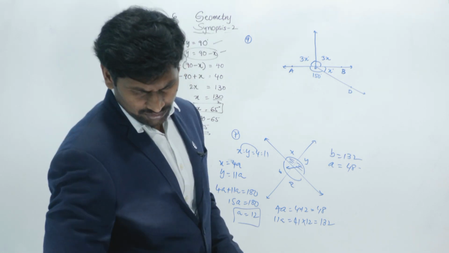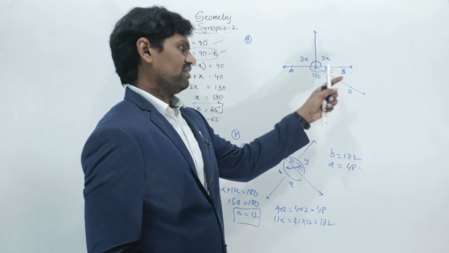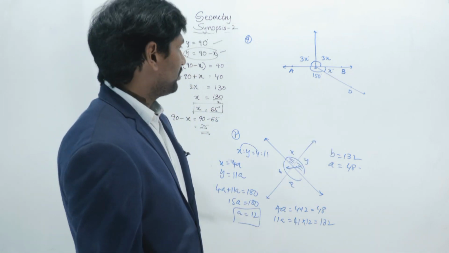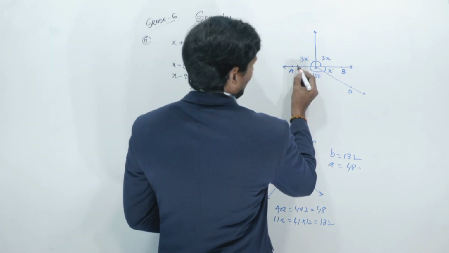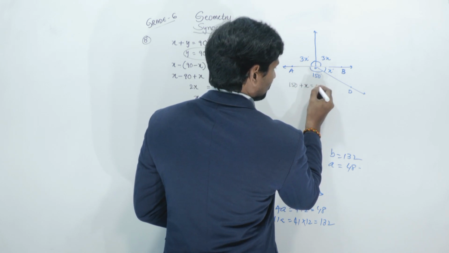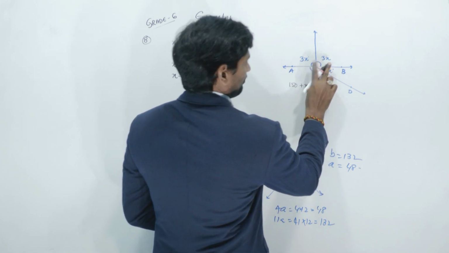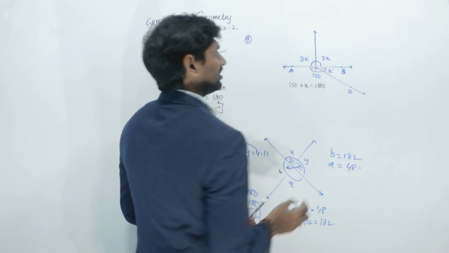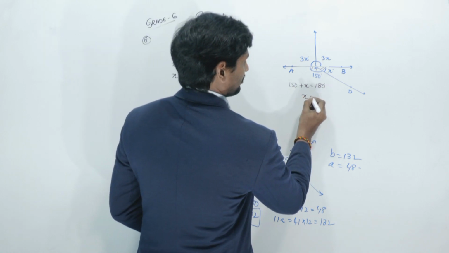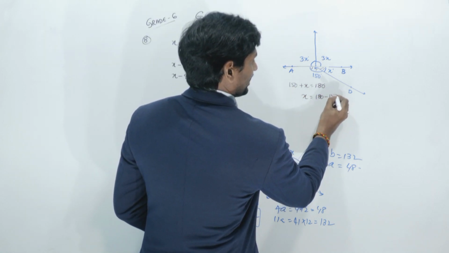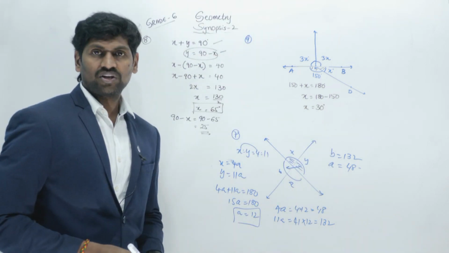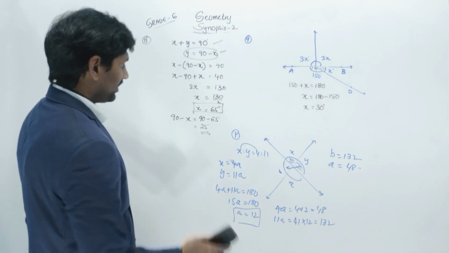While observing that AOB is a straight line, we can easily say that the x value is 30 degrees, because AOB is a straight line. AOB straight line means 150 degrees plus x equals 180. Sum of two angles on a straight line is 180 degrees. From this, x equals 180 minus 150, nothing but 30 degrees. We'll go to problem number 10.